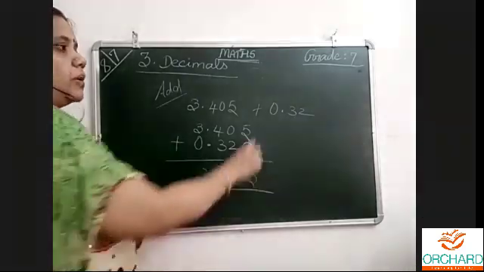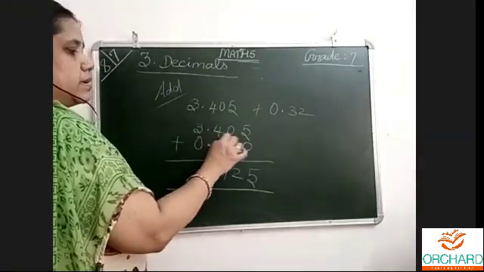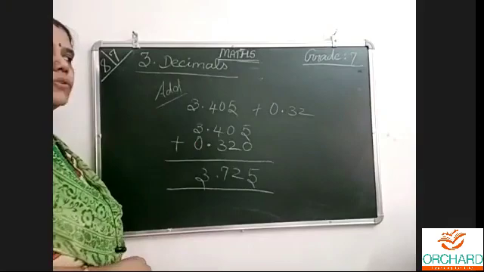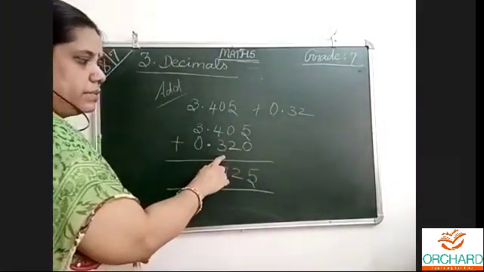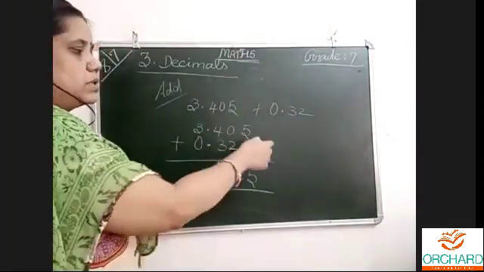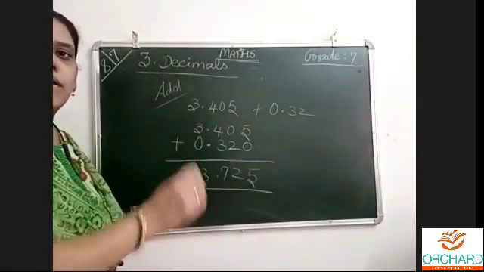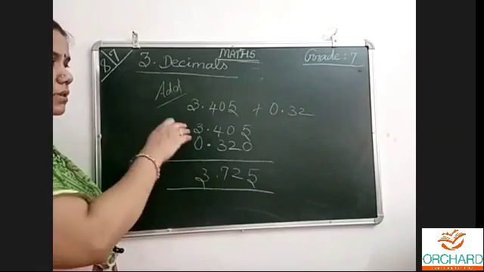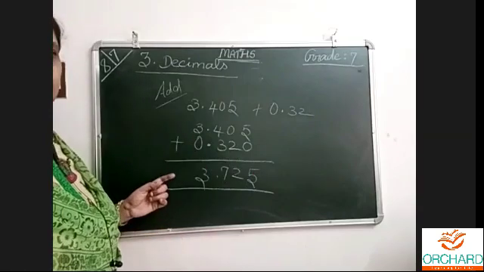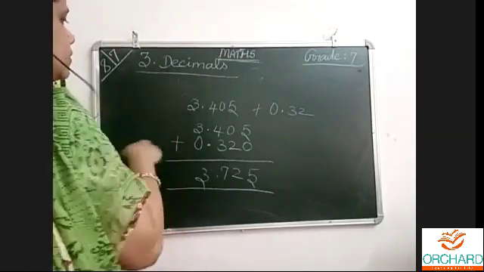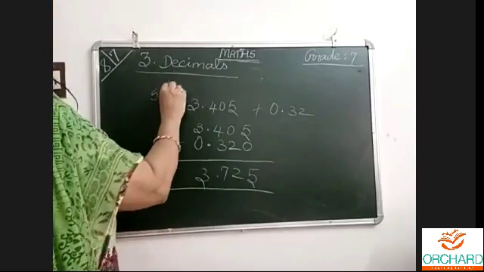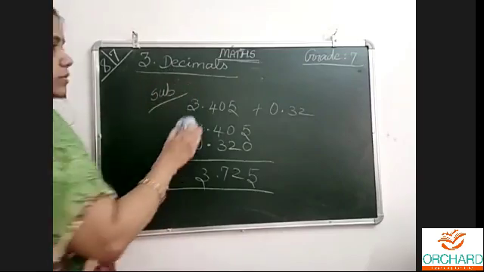3.725. So the point must match. Where the number is not there, for example, if 0.3 alone is given, write 0.300. Wherever nothing is there, we have to keep a 0 there. Then we should proceed. This also we have seen last year, well seen. All I remember. Same your class only.